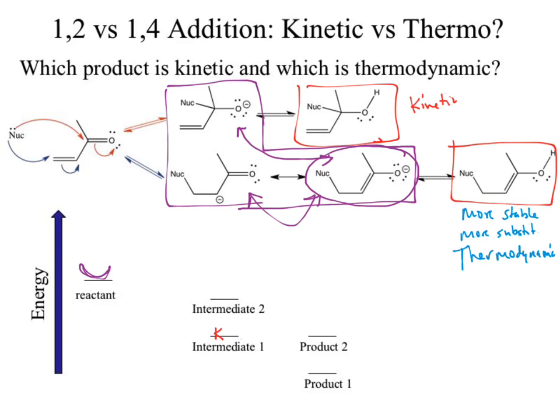That makes the bottom one more stable, which then means intermediate number 1, whoops, happens to be our thermodynamic, and the kinetic happens to be the higher one. Is this opposite from what we've seen in your videos? Maybe.